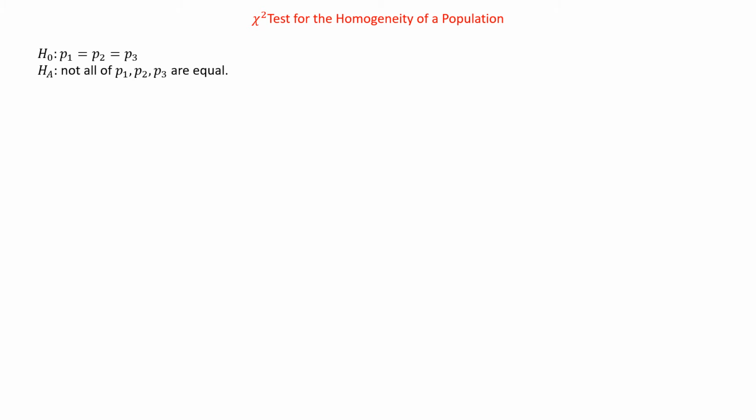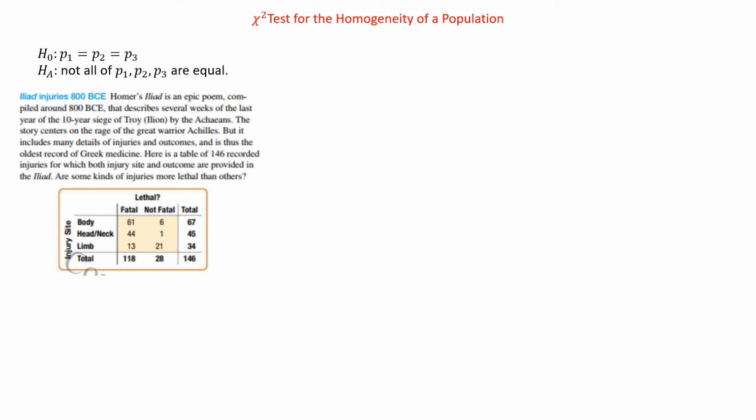Alternative hypothesis, they're not all the same, which doesn't mean that they all have to be different. It could be two of them are the same and one of them's different. And it doesn't have to be only 3 things. It could be as many things as you need. If you have 17 different things that you're testing, P1 through P17 would all be the same. So, a problem. So this is from the Iliad.